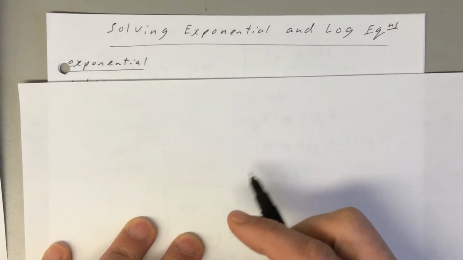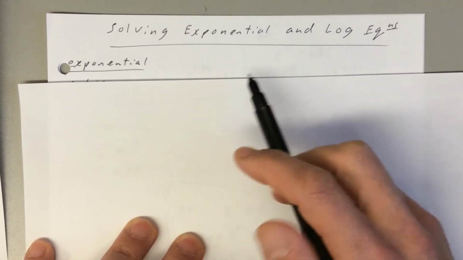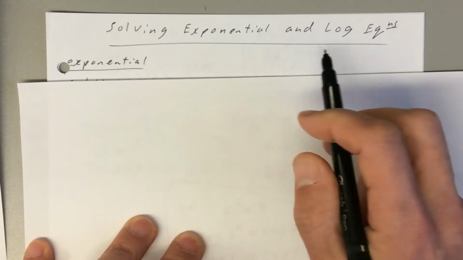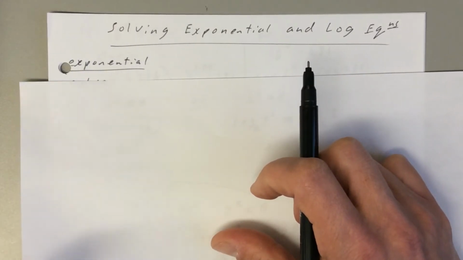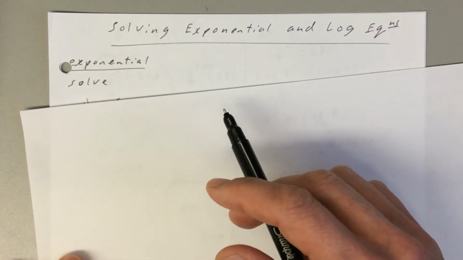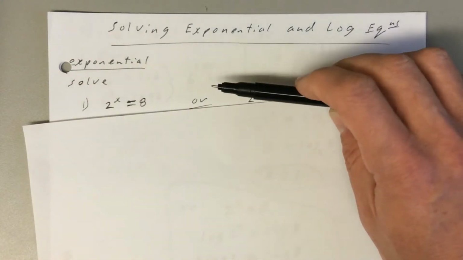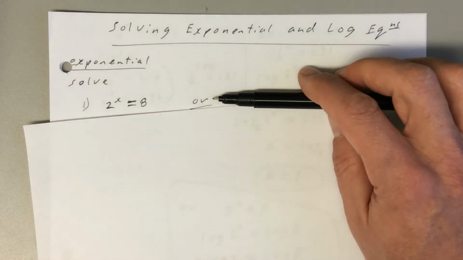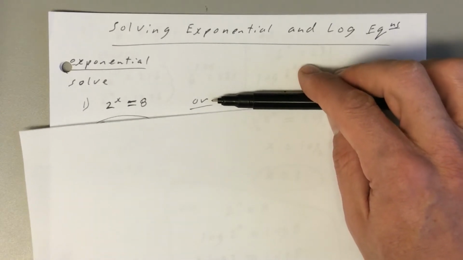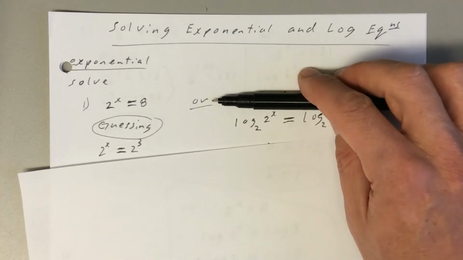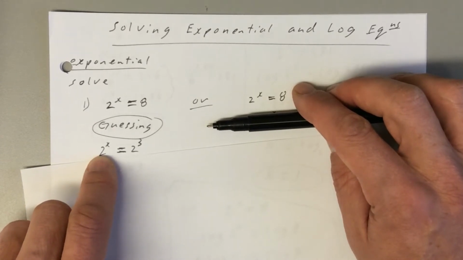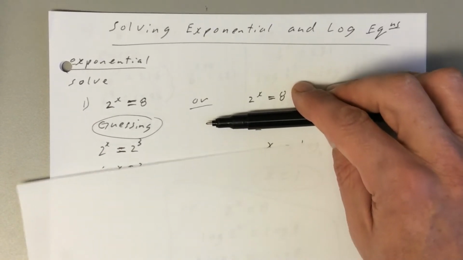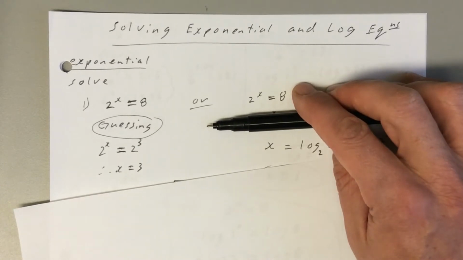All right, in this video we're going to look at solving exponential and log equations. That's the title of it. So for an exponential equation, let's take a look here. Solve 2 to the x equals 8. Well, by guessing, 2 to the 1 is 2, 2 to the 2 is 4, 2 to the 3, well that's 8. Okay, so we get x equal to 3.